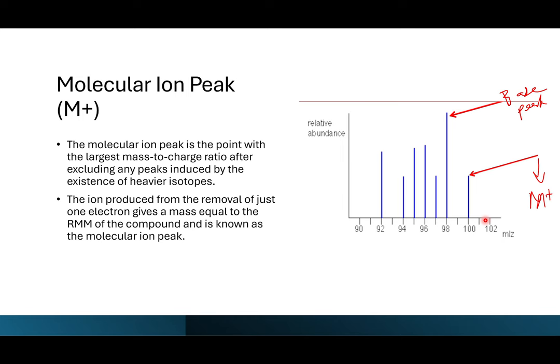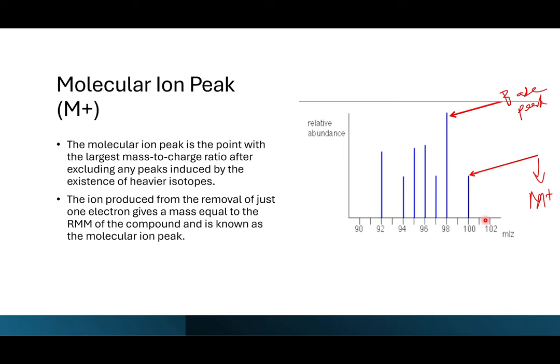So what we're saying is that if we remove an electron, that doesn't drastically change the mass of the compound itself, right? So what the M plus peak is just literally showing you the molecule with a plus charge, right? So the molecule with 1 electron removed, and that is what the M plus peak is showing us, right? So it's just showing us a little peak at where the relative molecular mass of the compound is, and that would just be with the compound itself that lost an electron. Alright, so it's a generalization of what the compound is.